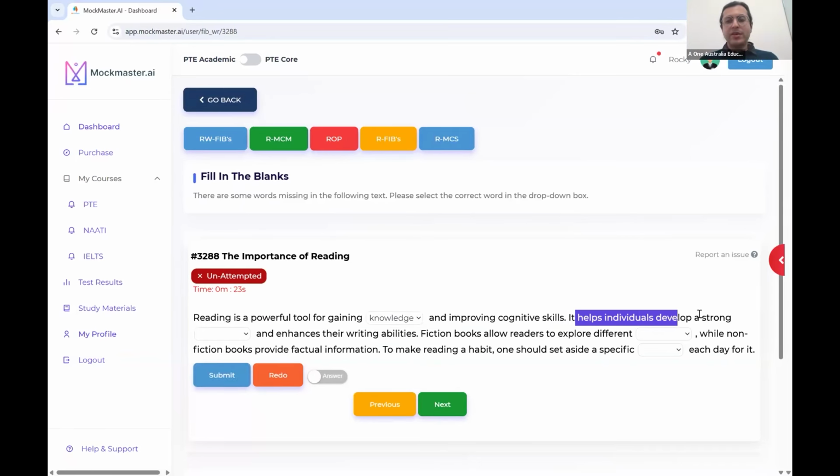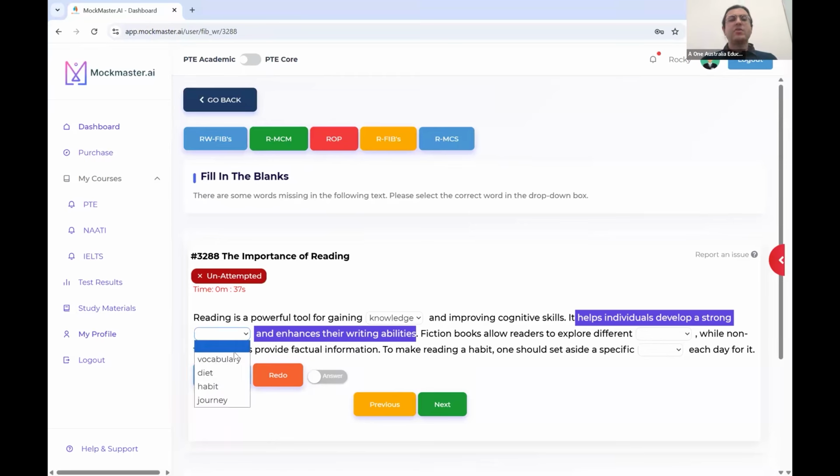It helps individuals develop a strong dash and enhances their writing abilities. What will individuals develop? Maybe a strong vocabulary or a strong style, something like that. Oh, you have the option vocabulary. Why did I guess vocabulary? Because it's about reading and it's about gaining knowledge, wisdom, right? And obviously, if you read, you'd come across new words, so your vocabulary will improve.